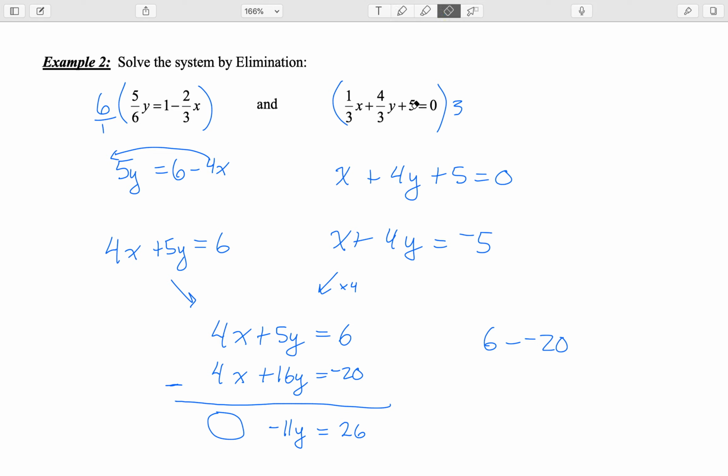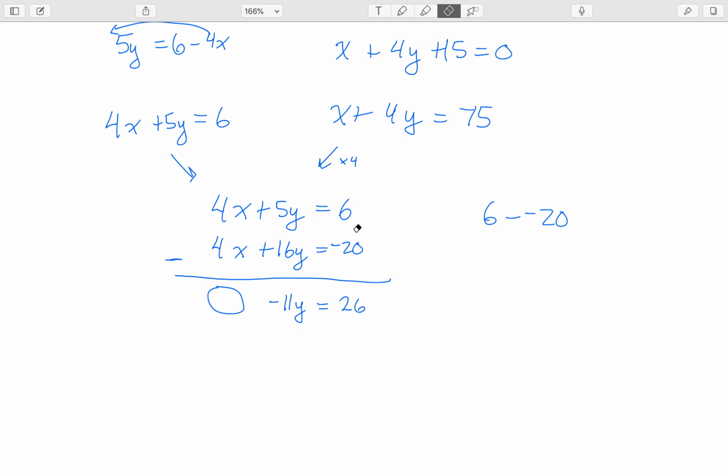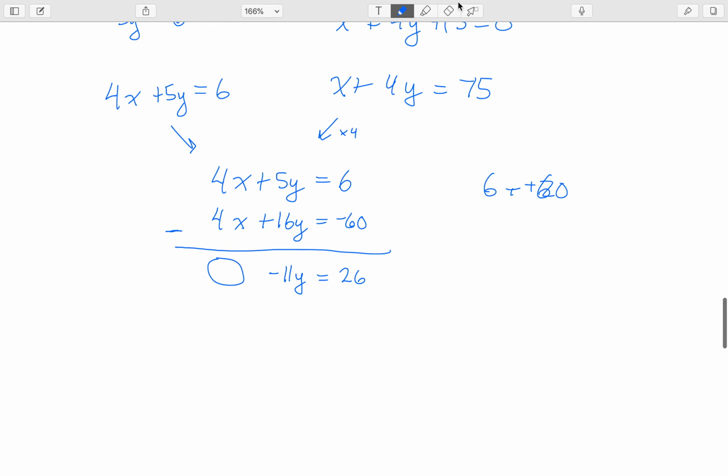Okay, 3 times 5 is not 5, it's 15. So this is not minus 5, it's minus 15. When I bring it over, it becomes plus, oh no, I multiplied this by 4. So what's 15 times 4? This should be times 4. This should be minus 60. Oh, that's what it is. So it's 6 minus minus 60. This becomes 66. Ah, there it is. Whew.